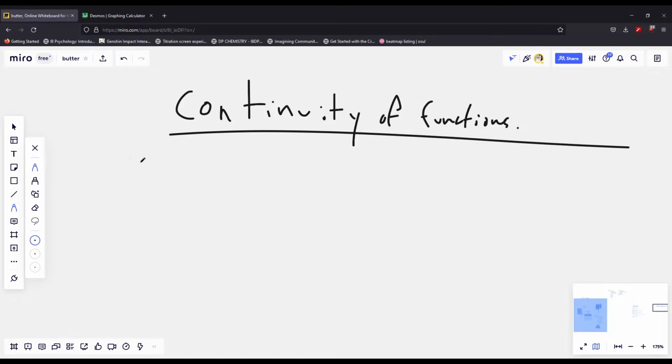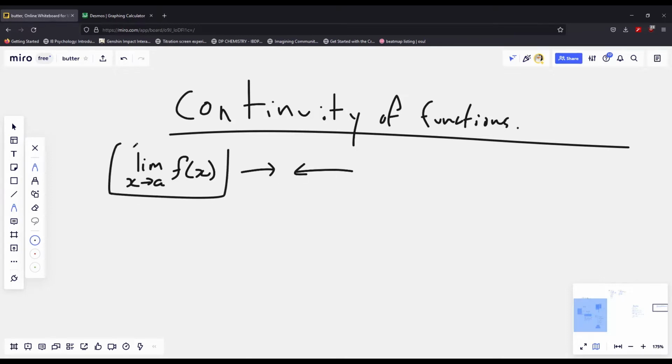Today we're going to be taking a look at the continuity of functions. So to start us off, I'd like for you to consider this. We have a limit, as x approaches a, of f of x. Until now we've said this means as x approaches a, f of x is going to approach something. But if we think about it, how is x approaching a? Does it come from the left or does it come from the right? This is never explicitly said in this little expression here.